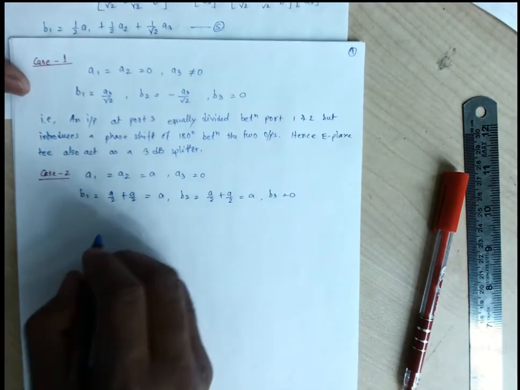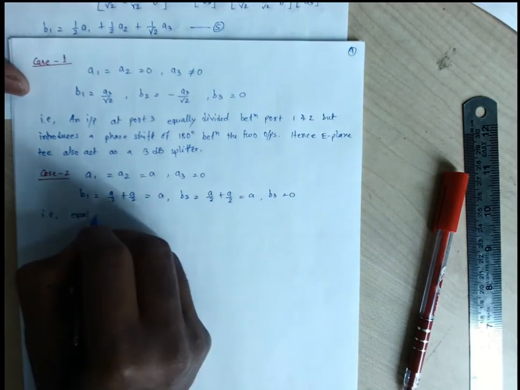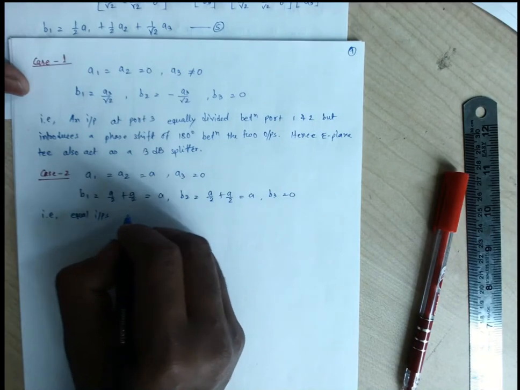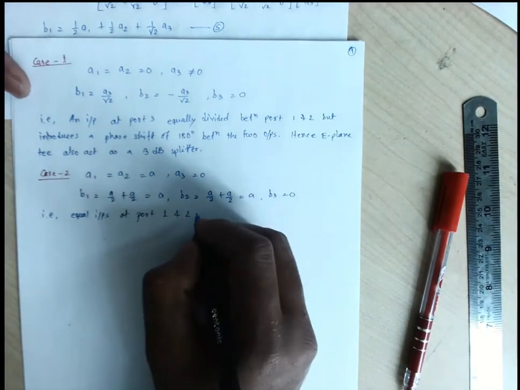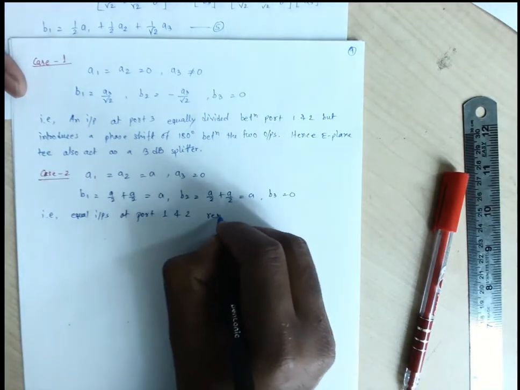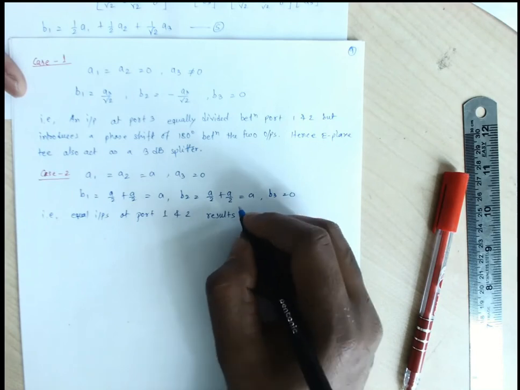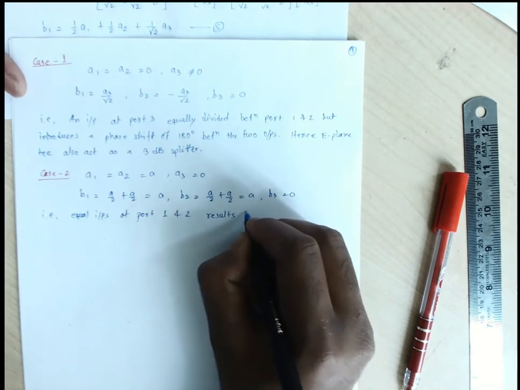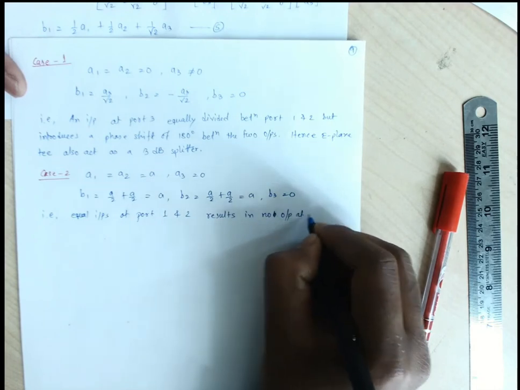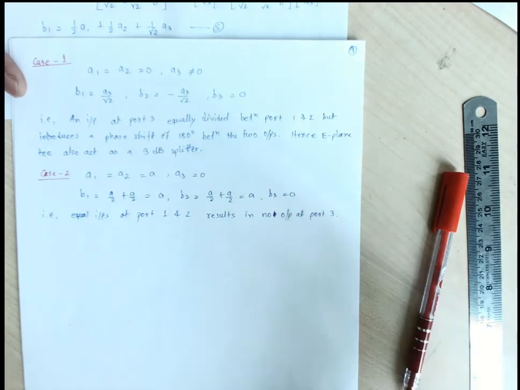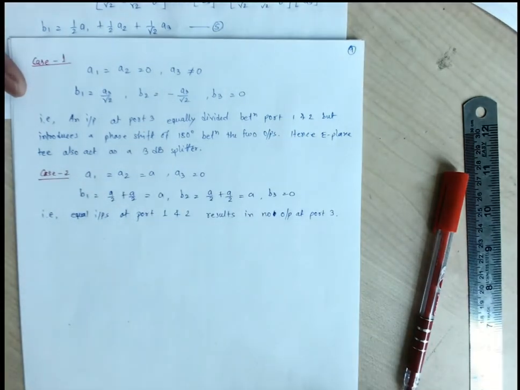So equal inputs at port 1 and 2 result in no output at port 3. So equal input at port 1 and port 2, B3, there is no output.